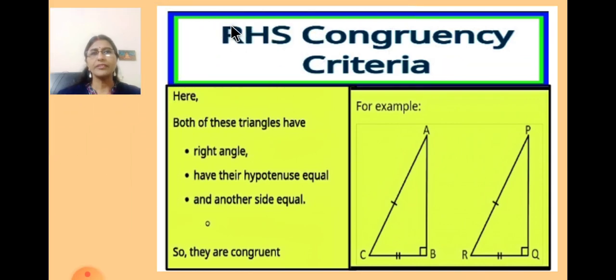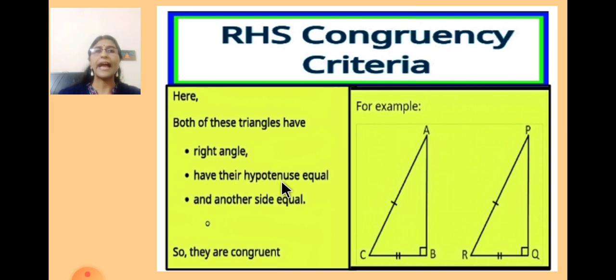Then the fourth criteria is RHS congruency criteria. Now here you can see these are the 2 triangles. First condition, it should have a right angle. You can see this angle is right angle. Even here this is right angle. So these 2 are right angle triangles. So the first condition, these triangles should have right angle.